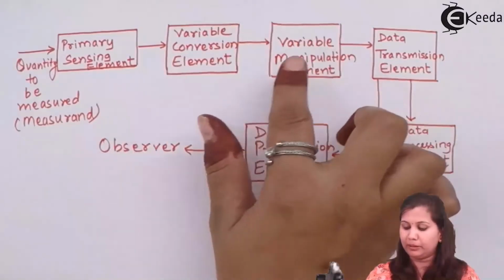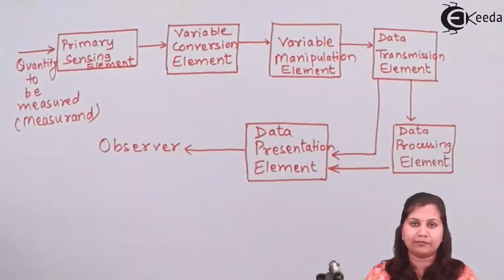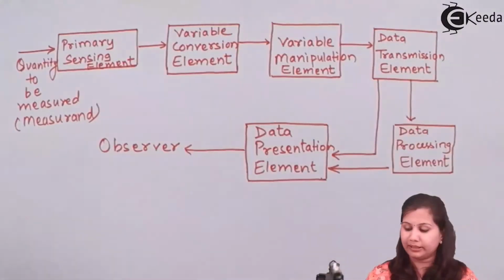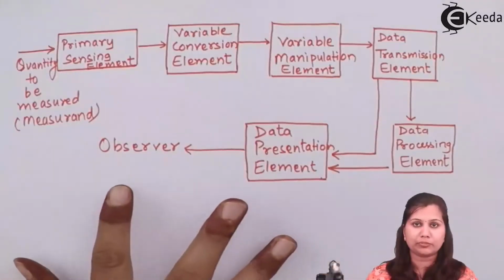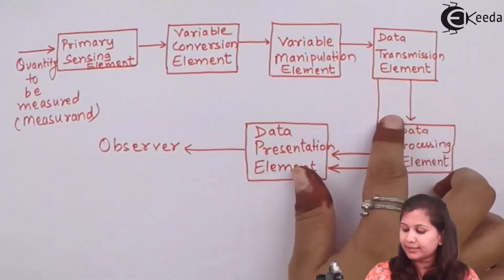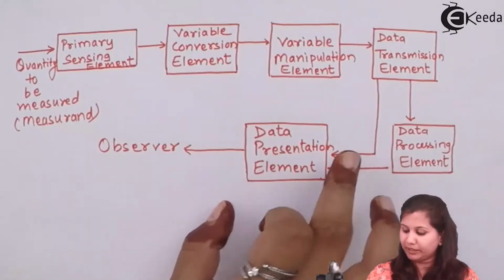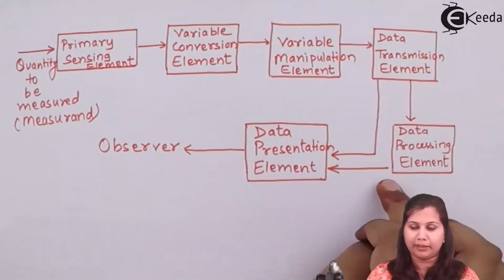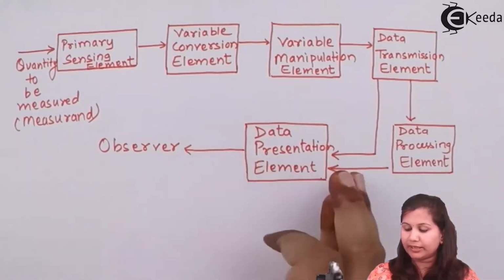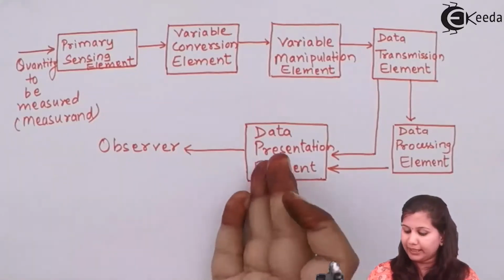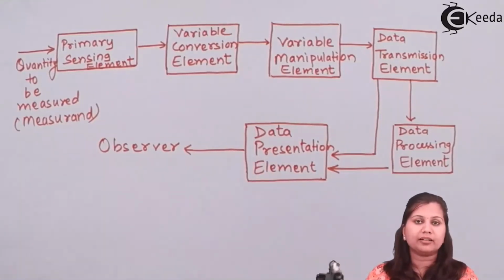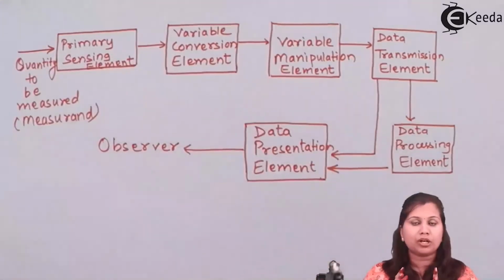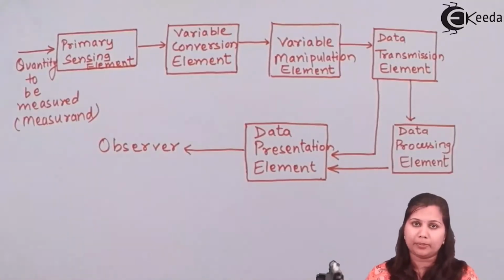Then we have the variable manipulation element, which manipulates the variable. Then we have the data transmission element, which transmits the data between the different components of the measurement system. Then either this output of the data transmission element will be given to the data presentation element, or it is given to the data processing element. After processing, it is given again to the data presentation element, and then the observer reads the value of the measured variable. So this is how a generalized measurement system can be represented.